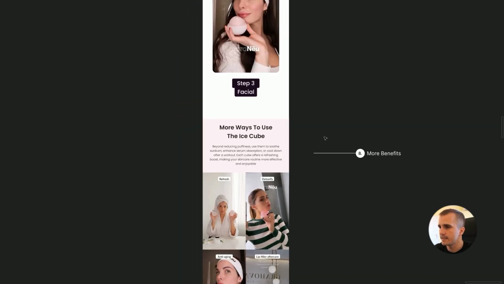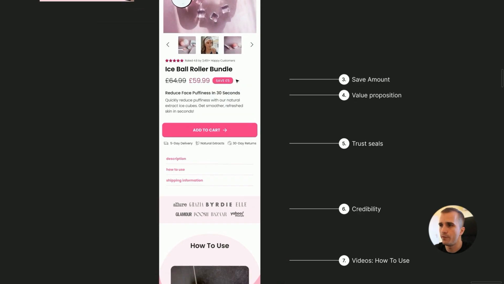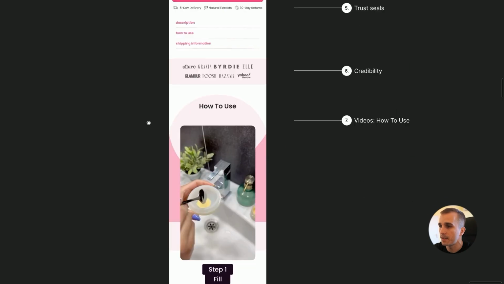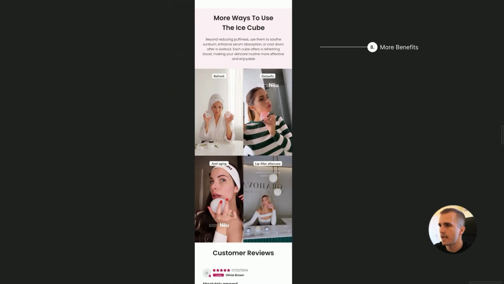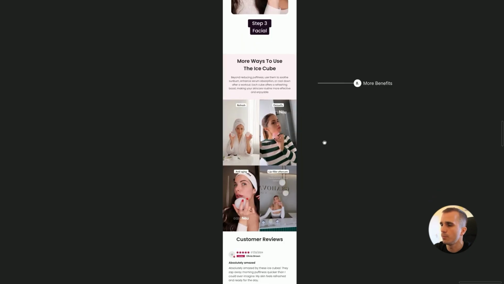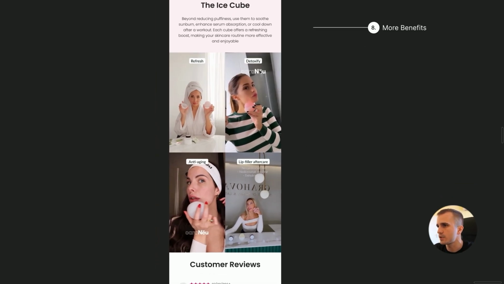So then the next thing that we have here is more benefits. The main benefit that we're going for is reducing the face puffiness, and that's the benefit that pairs with the Facebook ad. But there's also some other benefits that might be beneficial to these customers, and we have pointed these out in these sections. More ways to use this ice cube. This also helps with increasing the perceived value, because they know that they will not be able only to use it to reduce the face puffiness. They will also use it to detoxify their skin, anti-aging, and all these things, right?